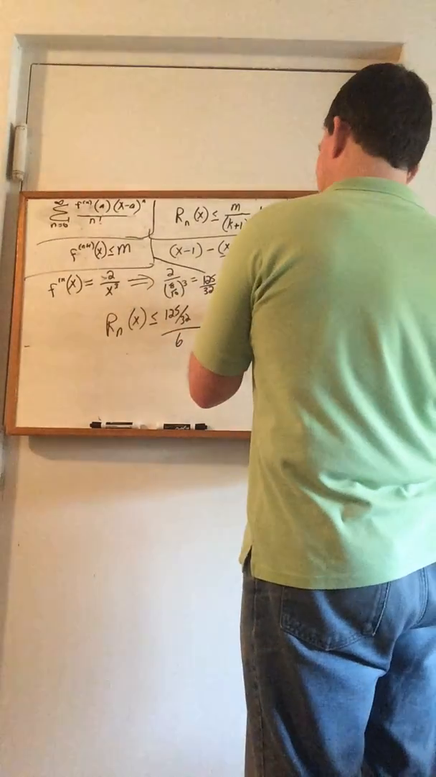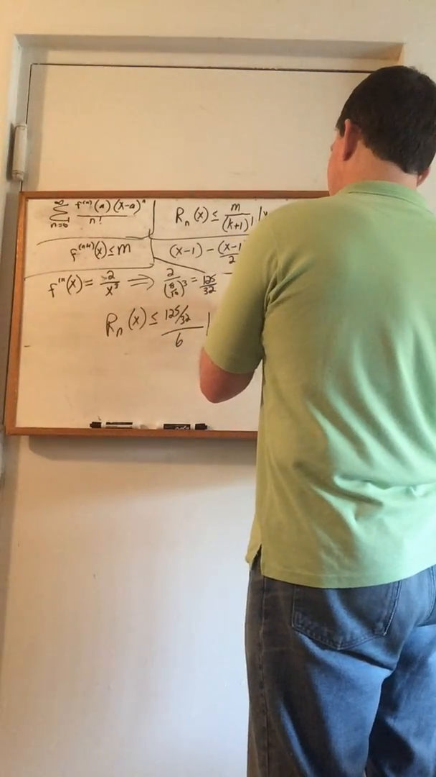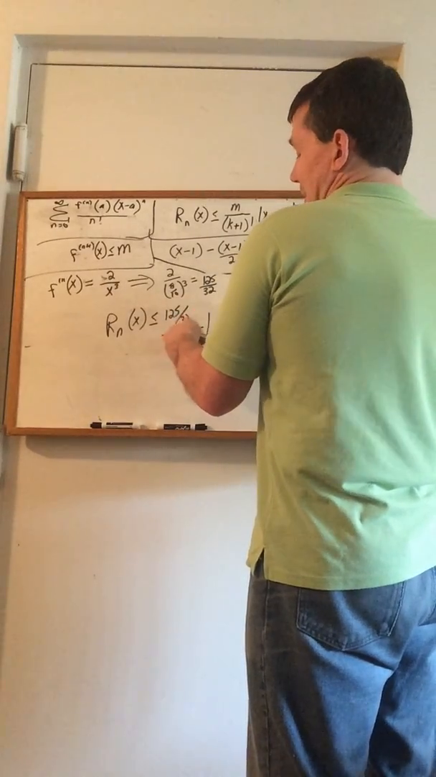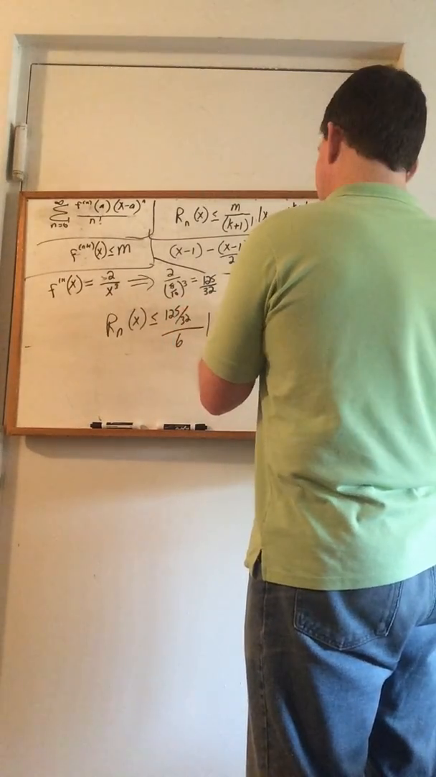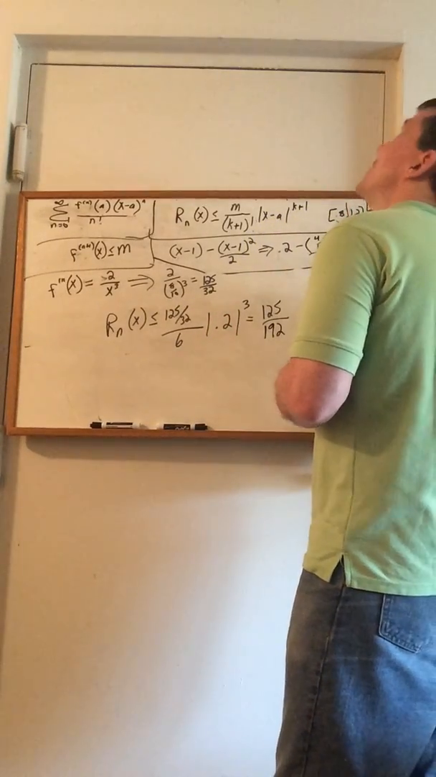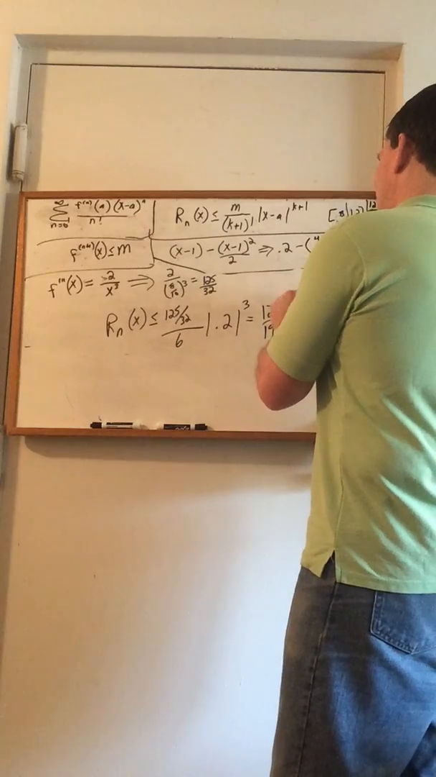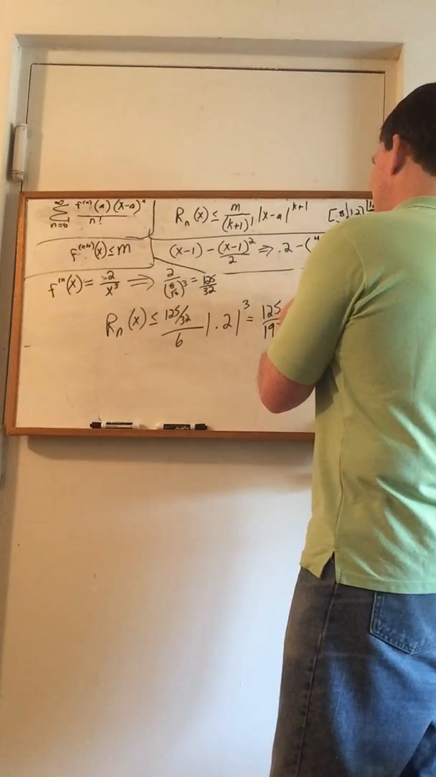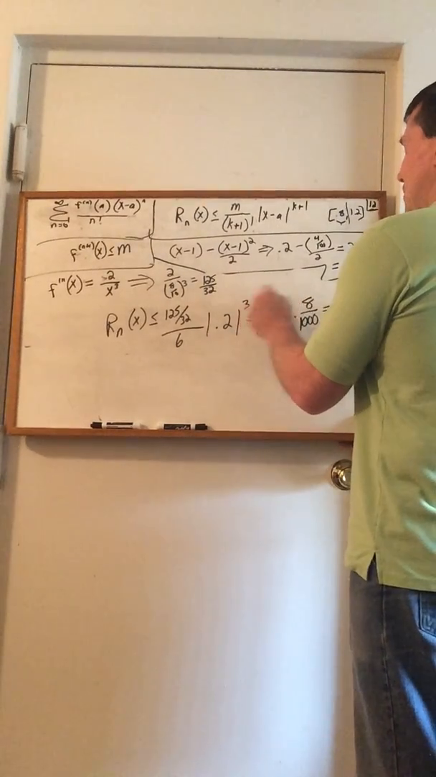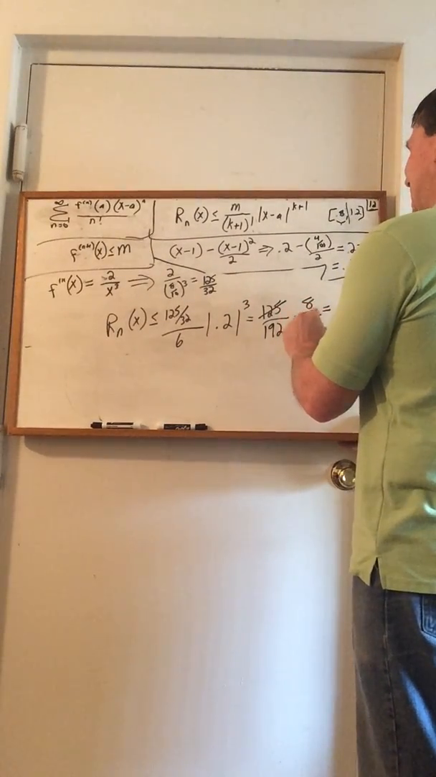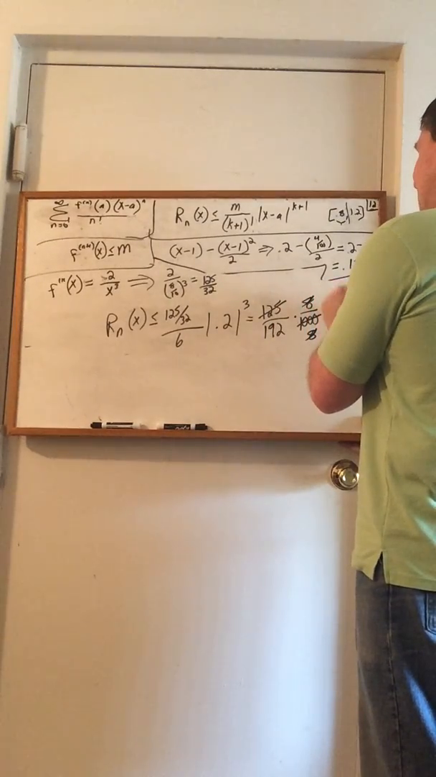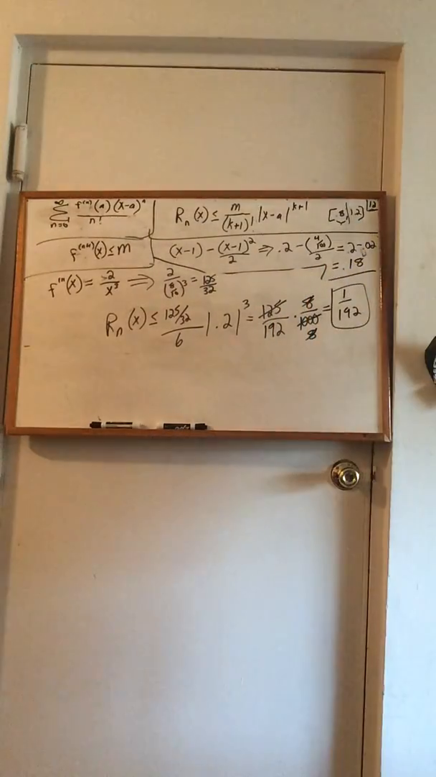So now I simplify all this out. That's 125 over 6 times 32. Good Lord. 6 times 32, that's 192. 0.2 cubed, that is 2 times 2 times 2, 8 over 10 times 10 times 10, that's 1,000. And there we go. And then I can simplify that. 125 goes into 1,000 8 times. The 8's cancel, and this is actually 1 over 192. And there we go.